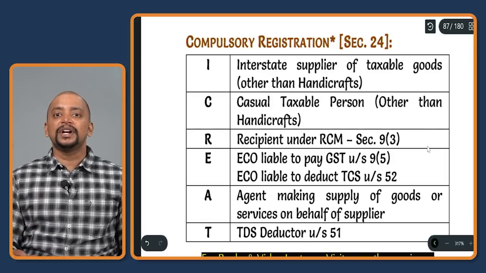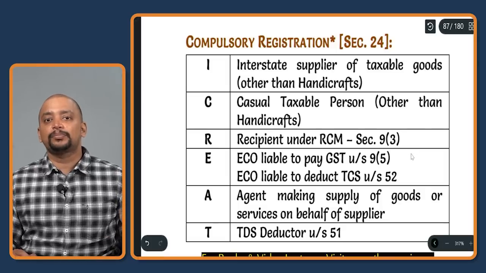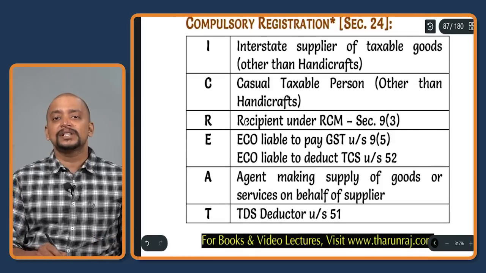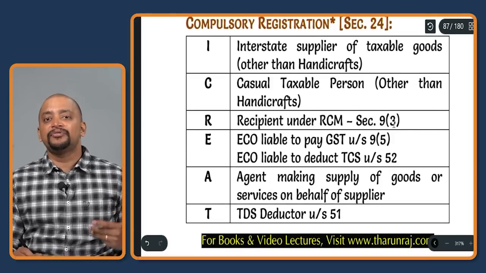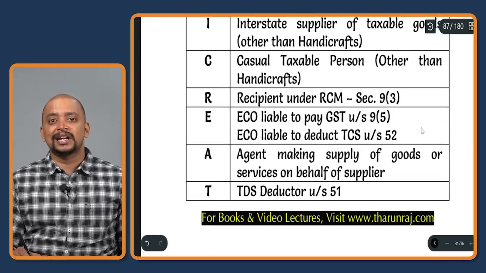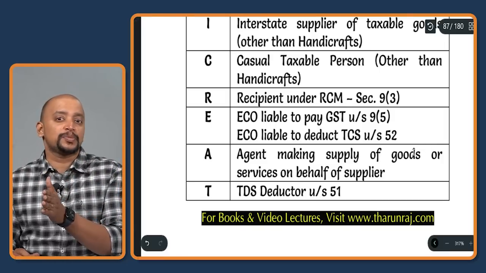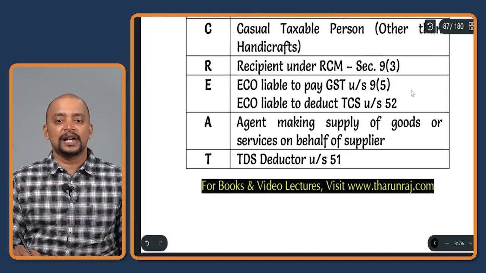So that section 24 compulsory registration is I CREATIONS. I for interstate supply of goods other than handicrafts, then C, TP, casual taxable person other than handicrafts, then R, recipient who is liable to pay GST under RCM, then E for e-commerce operator. So the e-commerce operator who is liable to pay GST under 9(5), that is HATE, H-A-T-E: housekeeping service, accommodation service, transportation service and eating food from a restaurant. In that case, the e-commerce operator is liable to get registered.